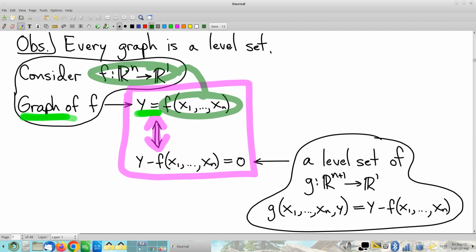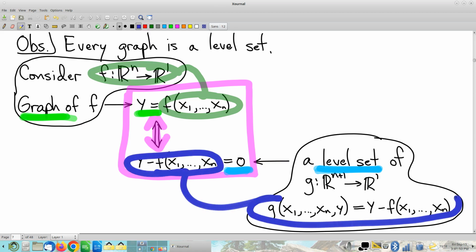Okay. What about the bottom equation? The bottom equation is literally a level set. I'm literally taking some expression and setting it equal to a constant, in this case 0, whatever. And so the bottom equation I can interpret as being a level set specifically of that function. Everybody with me so far?